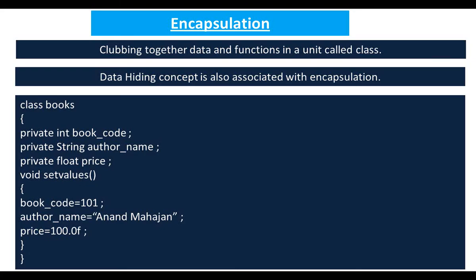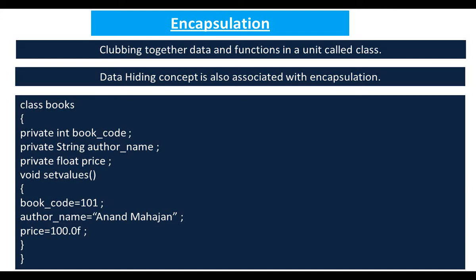Now, encapsulation. This is something which we have already talked about. This is nothing else but clubbing together data and functions in a unit called class, right? So functions are also called methods. Now, this is called encapsulation, when we club together data and functions in a unit, and that unit is called a class. Now, there is a concept called data hiding. Data hiding concept is also associated with encapsulation.